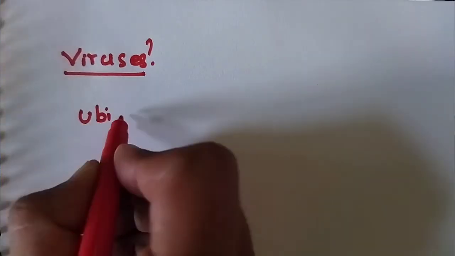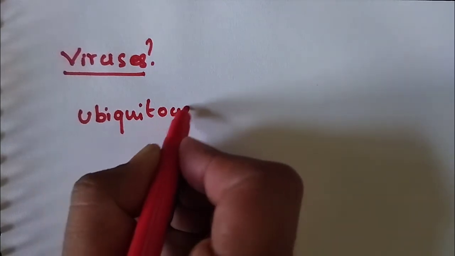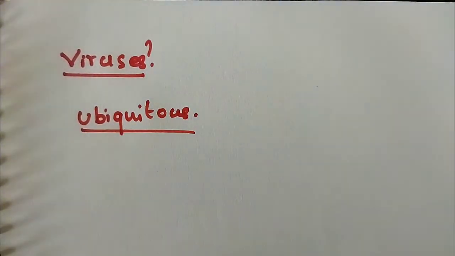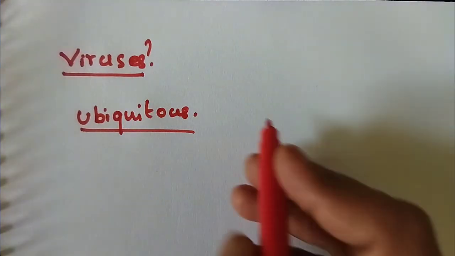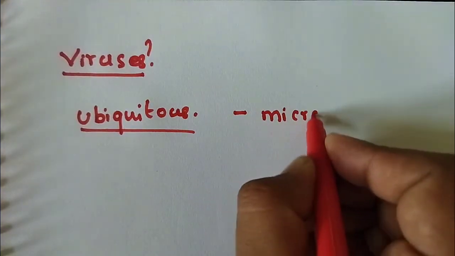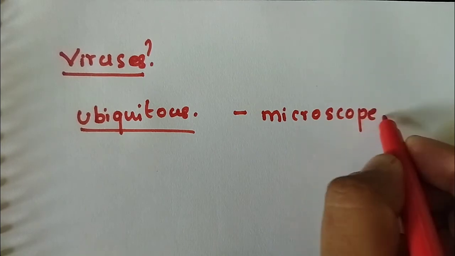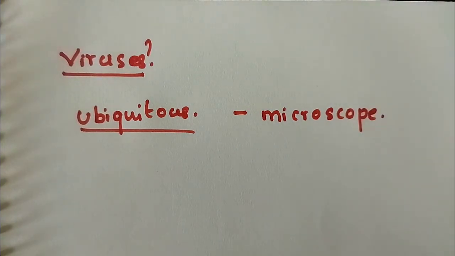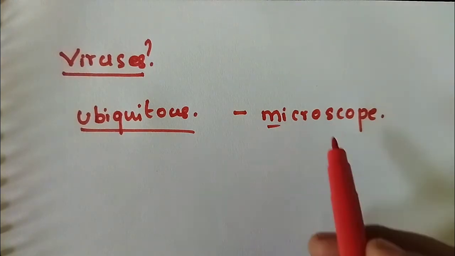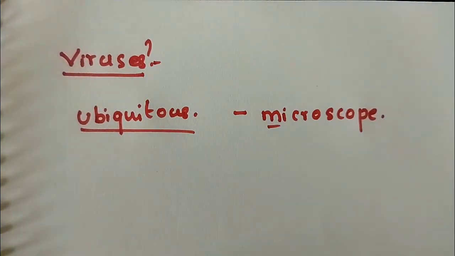So what are viruses? Viruses are small, microscopic particles which are ubiquitous. Ubiquitous means they are present everywhere. These viruses are microscopic, which means that we cannot see them with our naked eyes. We have to use a microscope to observe them. Especially these viruses are visible clearly under electron microscopes, which have more resolution and more magnifying capacities.